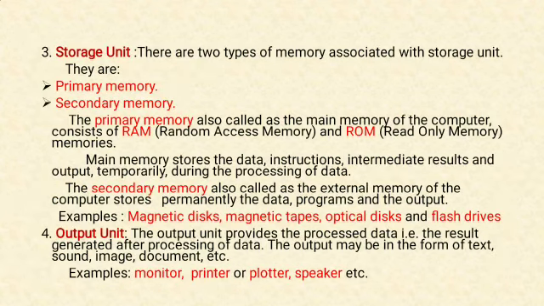In the next slide, I'm going to discuss the next unit, the storage unit. Under the storage unit, there are two types of memory, that is primary memory and secondary memory. Primary memory is also called main memory. Examples of primary memory are RAM and ROM. What is RAM? Random access memory. What is ROM? Read-only memory. What are their roles? Main memory stores the data, instructions, intermediate results and output temporarily during the processing of data. So main memory is a temporary memory.